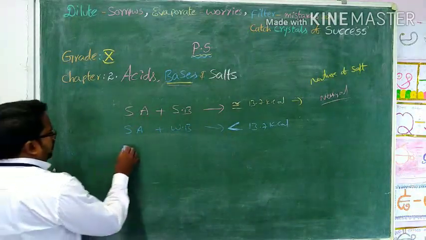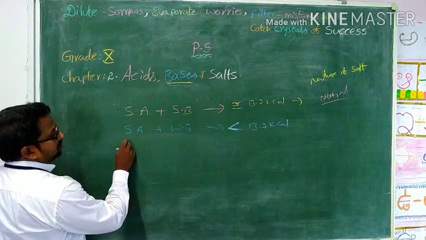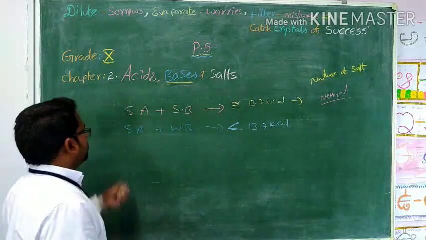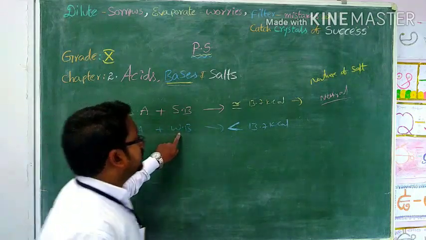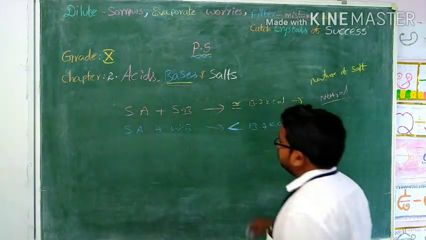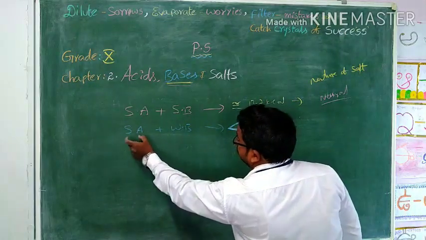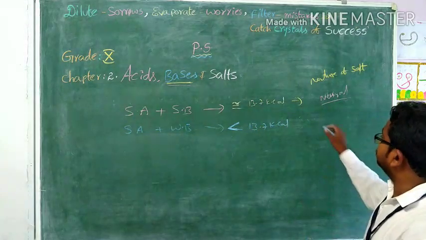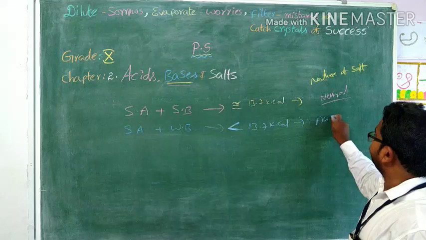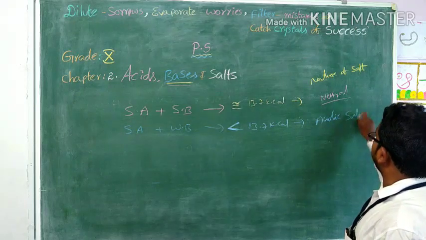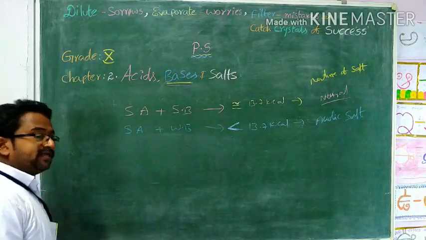So now I am going to take one more thing about the nature of the salt. Strong acid, weak base. So the salt which is formed here should be the nature of the strong one. What is strong here? Acid. So here the salt which is formed is an acidic salt. Acidic salt will form because of the strong acid.